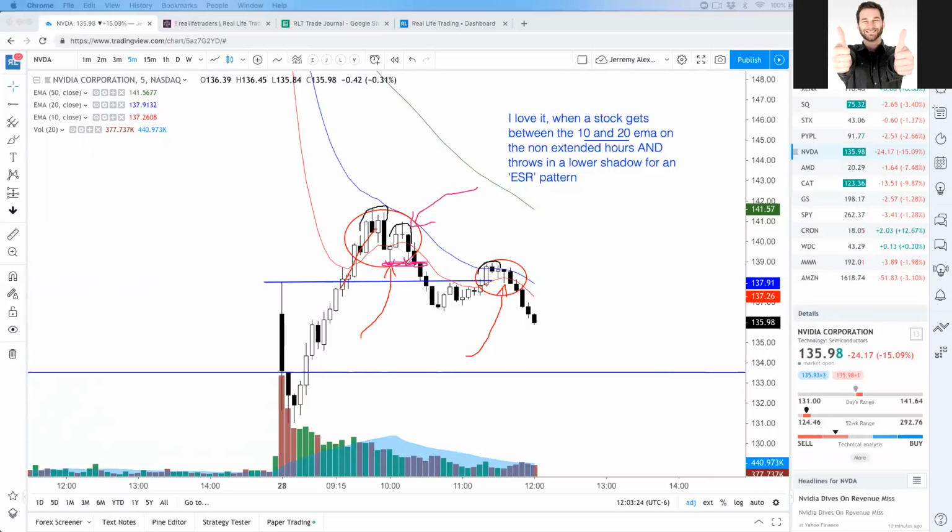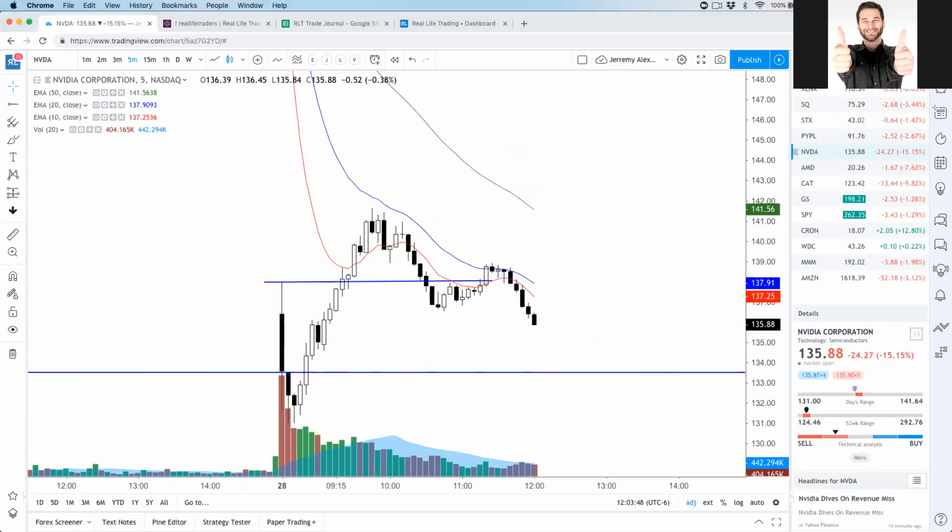And later in the day, it did the exact same thing. So bullish candle, hit the 20, evening star reversal, threw in a lower shadow. Entry would have been right below the low of that lower shadow. Stop would have been right above those pivots. And that would have been a really, really nice move. So that is a really saucy setup that you can look for in the afternoon. You can look for it in the morning too. I mean, it's a good pattern.